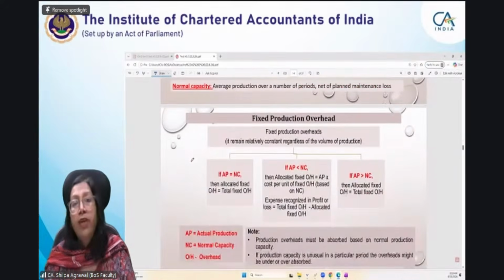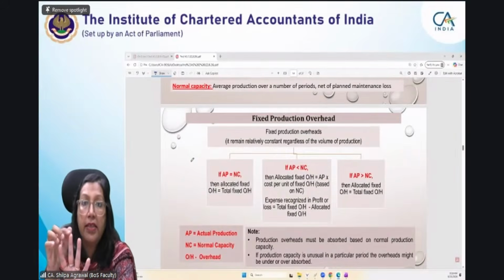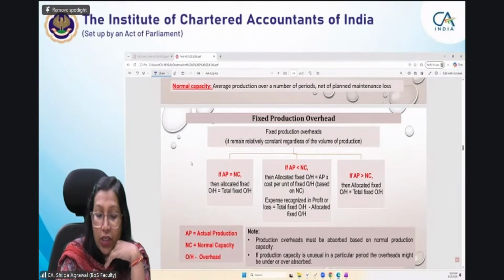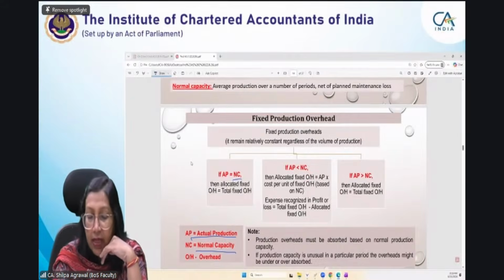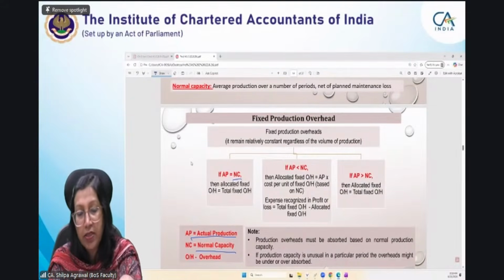So for fixed production overhead, your normal capacity is fixed and standardized. So your actual production has to be checked against that normal capacity, whether it is over, under, or matching the normal capacity. In case AP means actual production, and NC means normal capacity. Okay. Just as a shortcut so that we can cover the entire provision in one slide.